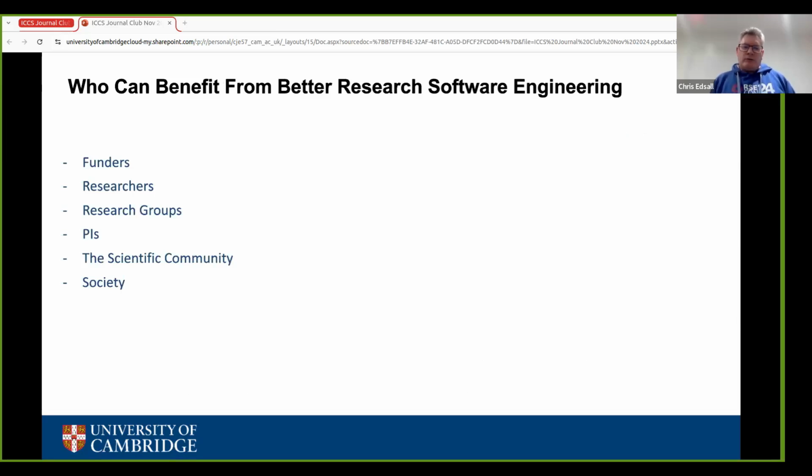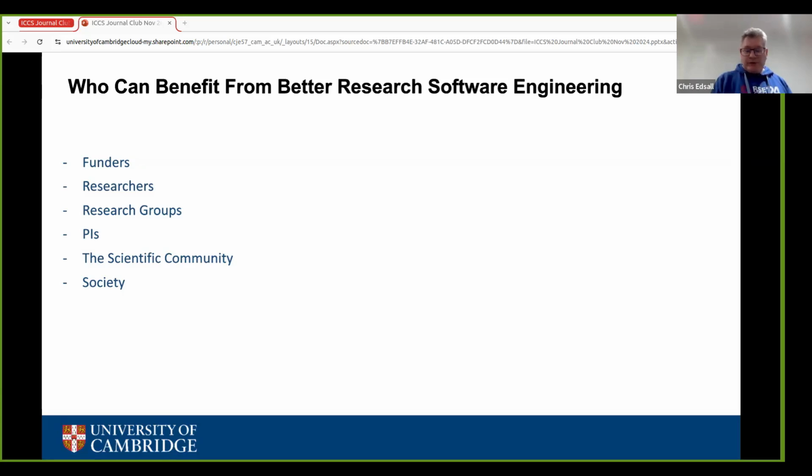So when I was asked to speak on this topic, we had a particular audience in mind, but then when I thought about it, I could identify some other people for whom research software engineering is of benefit. So there are different stakeholders, different communities, each of whom want different things out of RSE, or RSE can offer these groups different things.